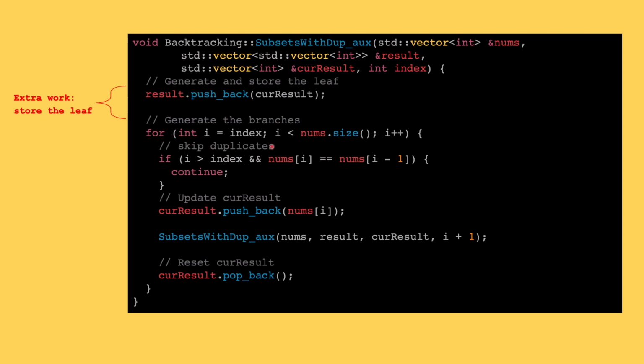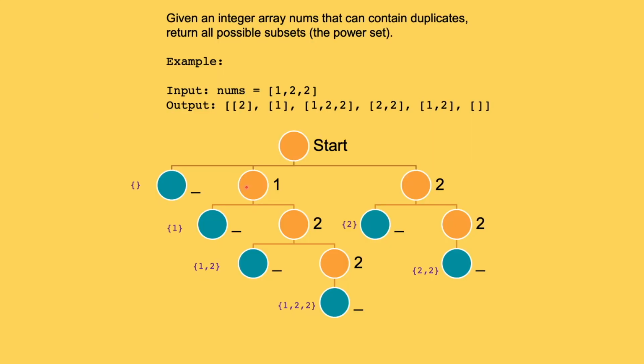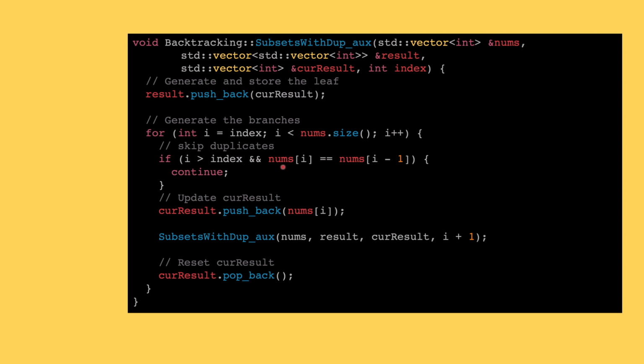So we iterate all the items in the given set from index to the end. We skip the duplicates. Remember that we need to skip the duplicates in each level. That's how we do it, by comparing nums[i] equal to nums[i-1]. If that's the case, we skip that child. Otherwise, the rest is like before.